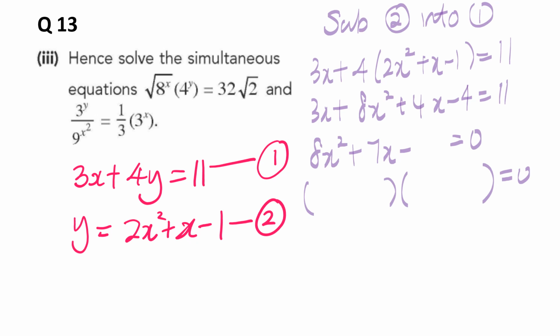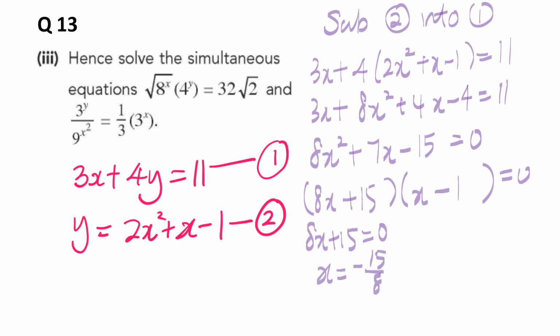Yeah, give us negative 15. Let's try to factorize it. 15 minus 8. Yeah, correct. So that gives us 8x plus 15 equals to 0, which means x is equals to negative 15 over 8, or x minus 1 equals to 0. That gives us x equals to 1. Okay, that's an extra line here. Let's get rid of it.